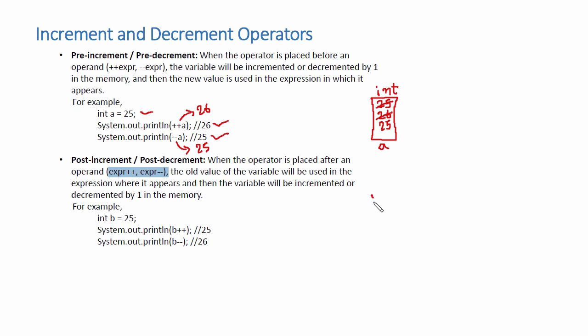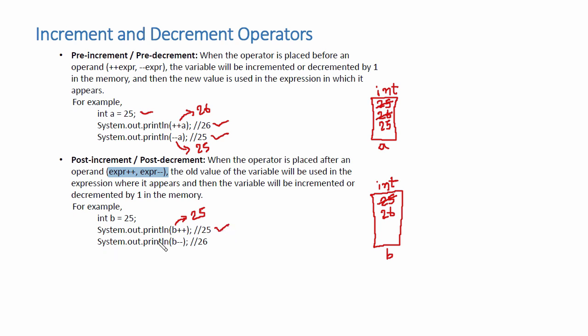In this case we have an integer variable. It is of integer type. Its name is b. Initial value is 25. Now let us see this statement: System.out.println(b++). This is a post-increment operator. By the definition of post-increment, use the value of the variable first. Current value is 25, so use it in the expression. Then go and make changes in the memory, so increment it by 1. b will become 26, but System.out.println will print 25.